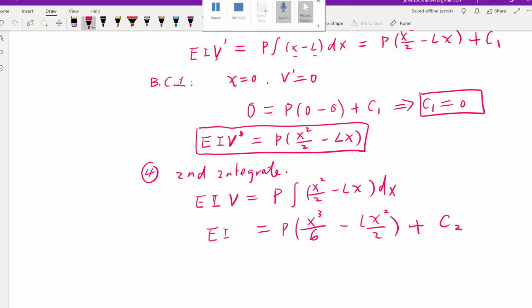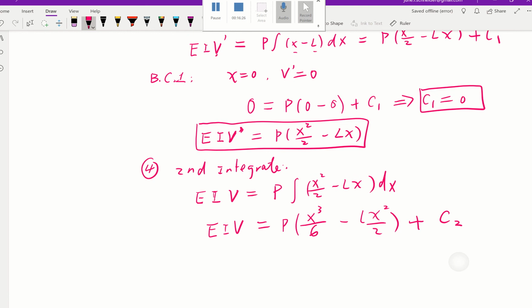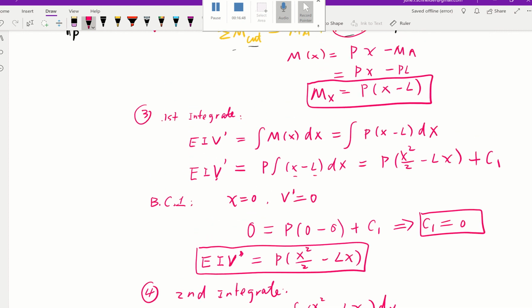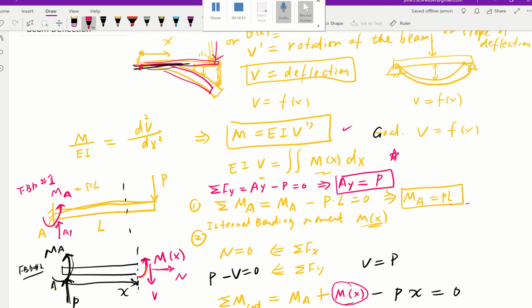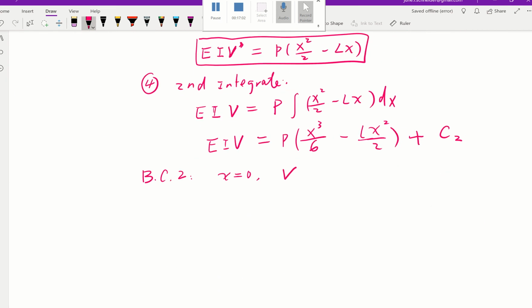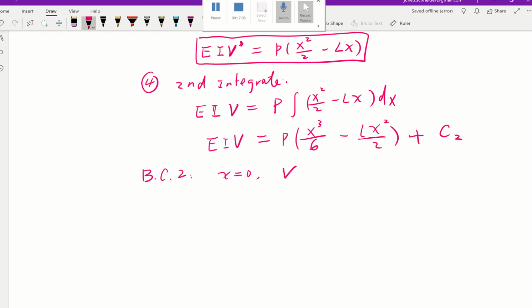And the left hand is EIV. We just copy it down. In order to solve for C2, we're going to come up with a second boundary condition. The second boundary condition will be when x equals 0. Earlier, we used V prime because we were solving V prime. V prime is the slope of the deflection. And for x equal to 0, what will be the deflection at this fixed end? At this point, there's no deflection, right? Because it's equal to 0. So here, we can easily come up with our second boundary condition. x equal to 0, this deflection equal to 0. Not only is the slope equal to 0, the deflection itself is equal to 0 as well.